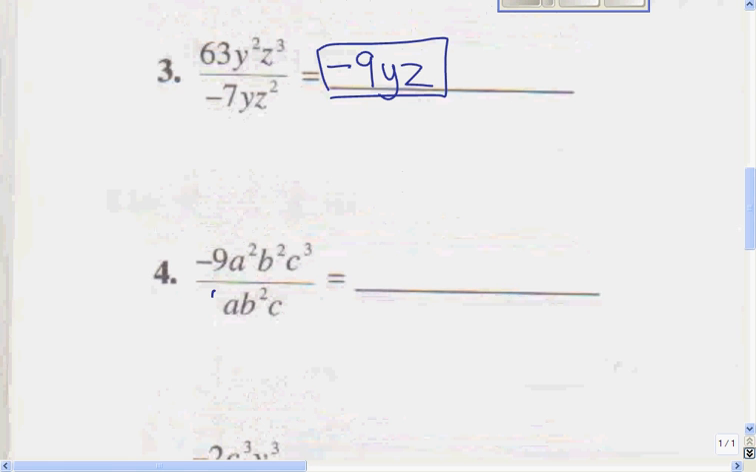Okay, let's go a little faster. Here I've got a 1 coefficient, so anything divided by 1 is that number. So what times 1 equals 9? 9. So my answer is 9. The signs are different, so I know it's negative.